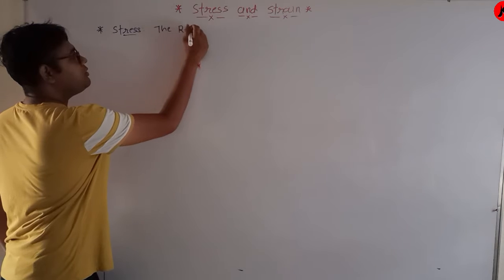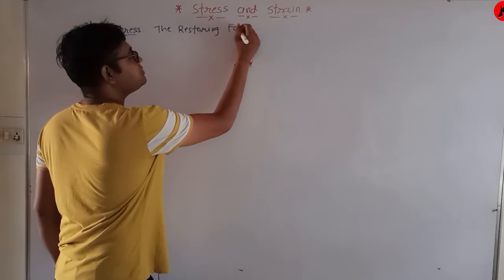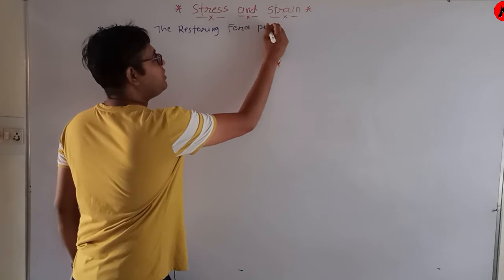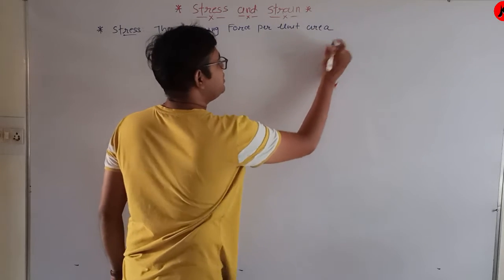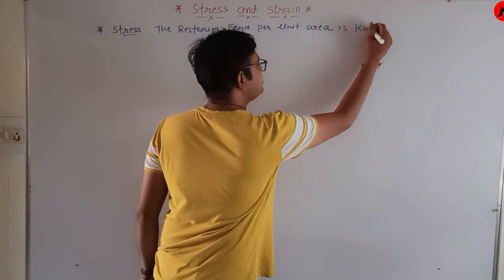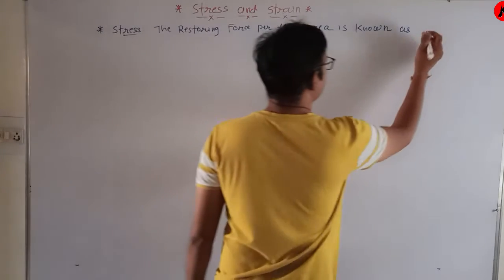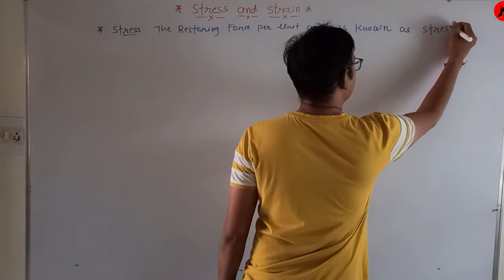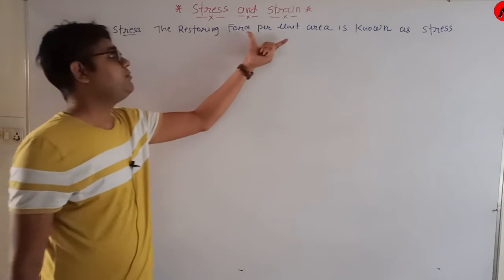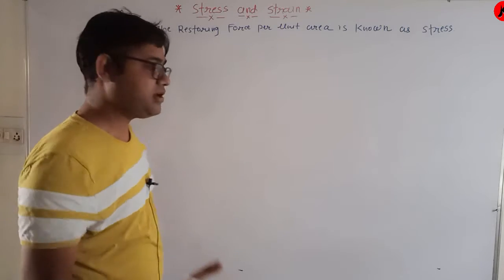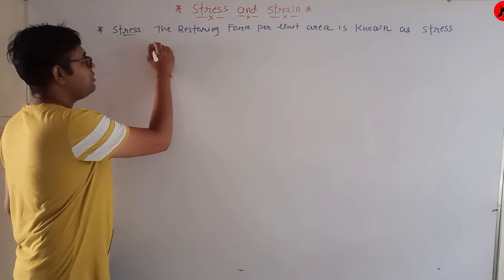First of all, let's write the definition of stress. The restoring force per unit area is known as stress. Right? The definition of stress is the restoring force per unit area is known as stress. For understanding the definition of stress, let us consider one example of cylinder.